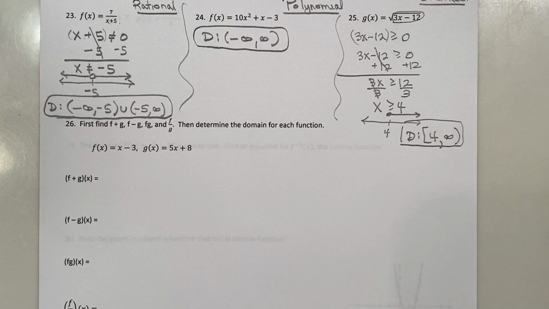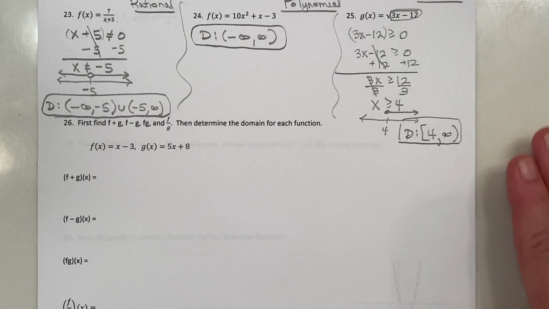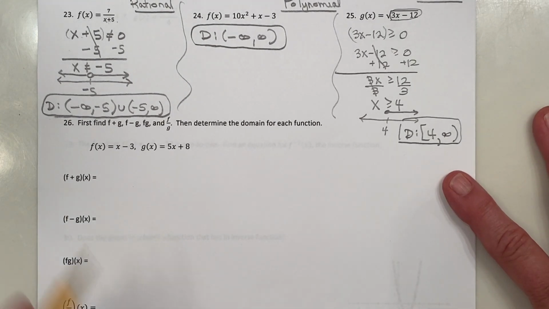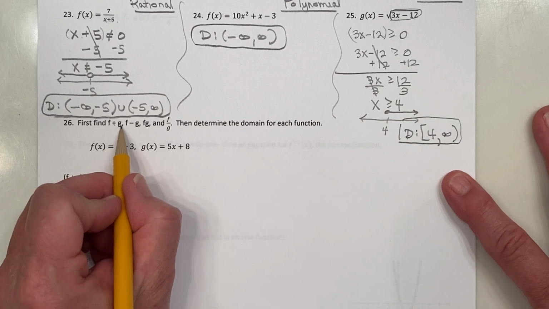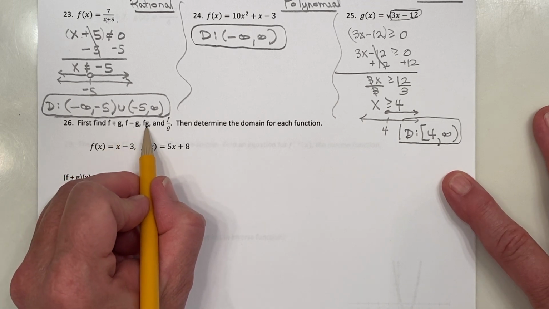Okay, for 26, I believe this is still content in 2.6. It says first find the sum of the two equations, f and g, the difference, the product.